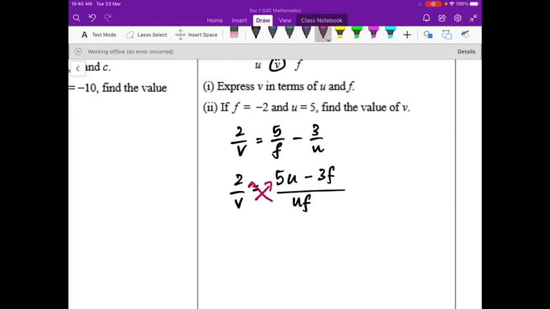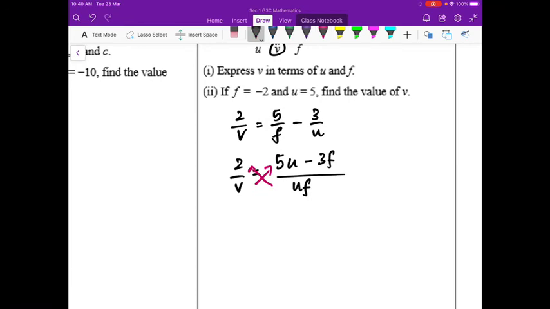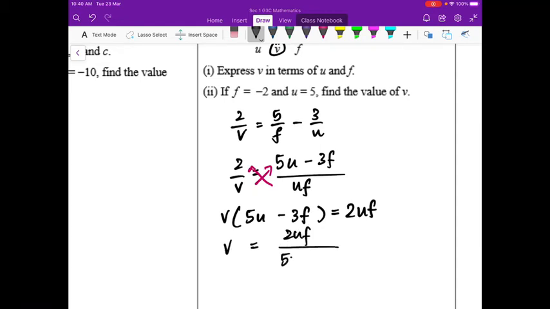We could have done this. Okay, so let's continue to do that. We know that this is definitely correct. So V times of 5U minus 3F is equal to 2 times of UF. And then since we want V as the subject, V will be 2UF over 5U minus 3F.